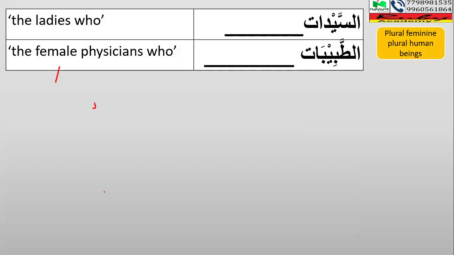Now the plural feminine, plural human beings, that is the plural feminine human. Allati. At-tabibati, we are taking here the plural, so we need to add atun. At-tabibatun, at-tabibatu, allati. I hope everyone is clear about the phrases. Alhamdulillah.